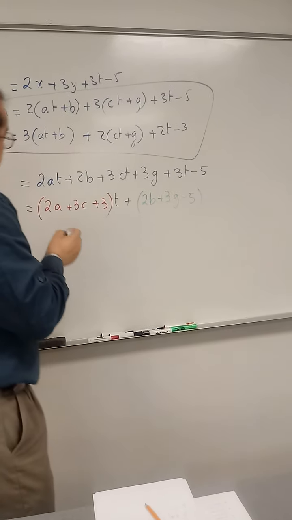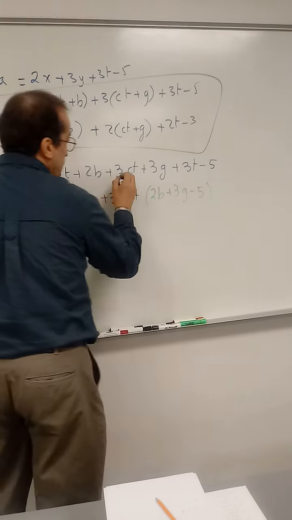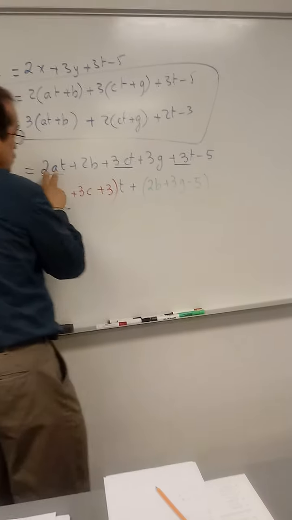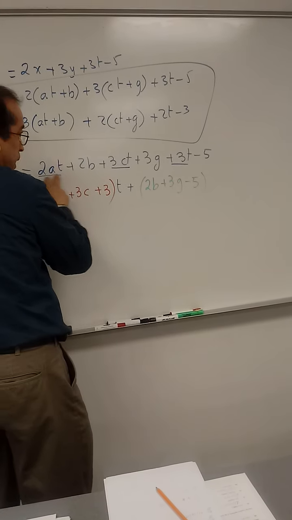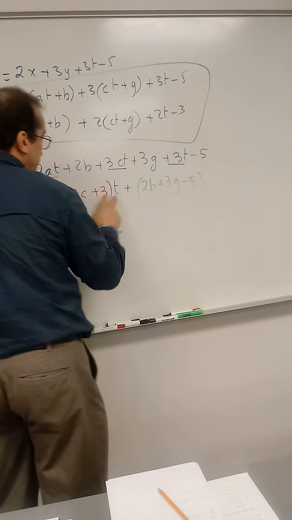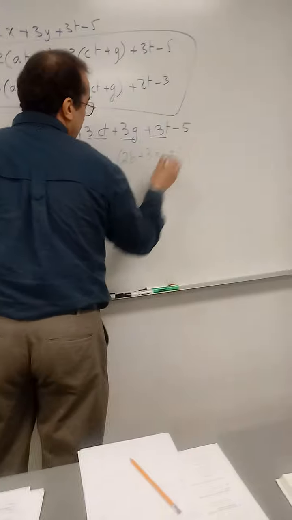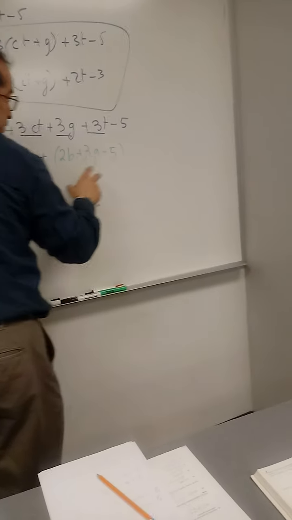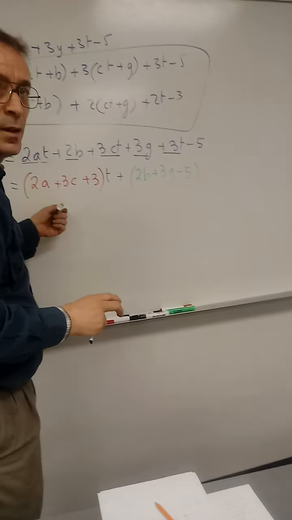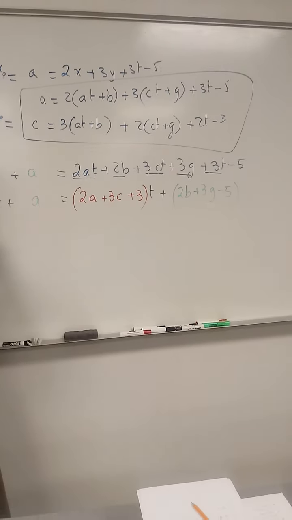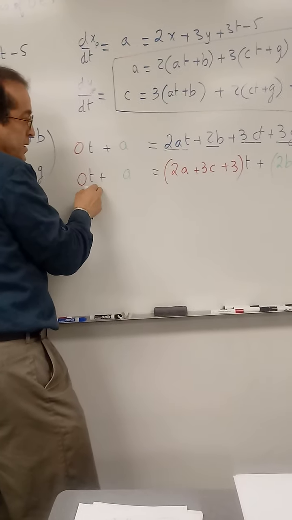Combine the terms that have t in them. That's this one, and this one. That's 2a, factor out a t, (2a plus 3c plus 3) times t, plus 2b plus 3g minus 5. I put the terms that don't have t in green and the terms that do in red. On the left side, I only had a, so it's 0t plus a.